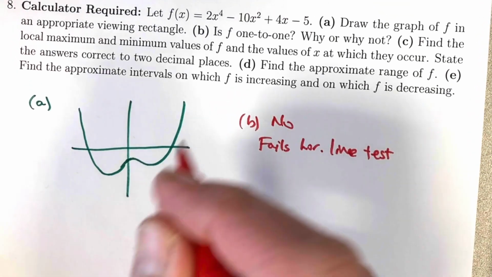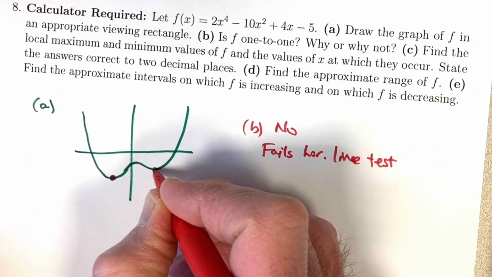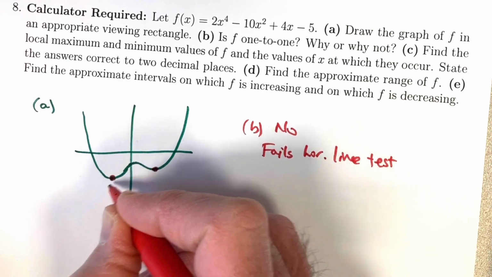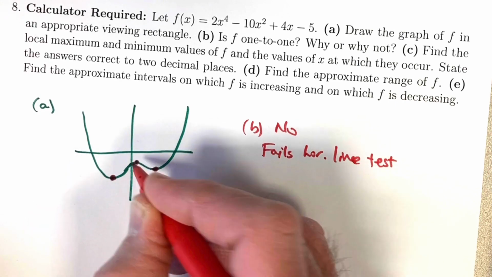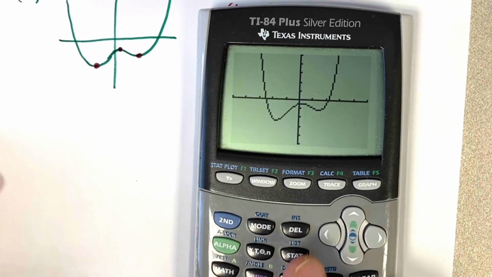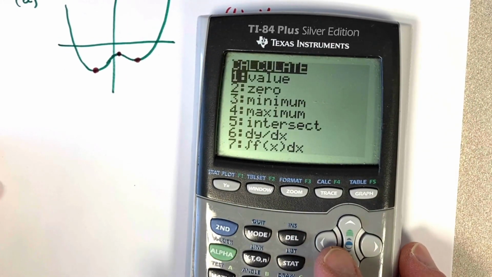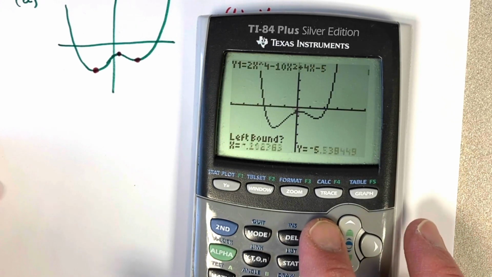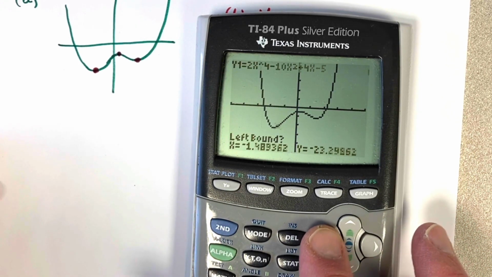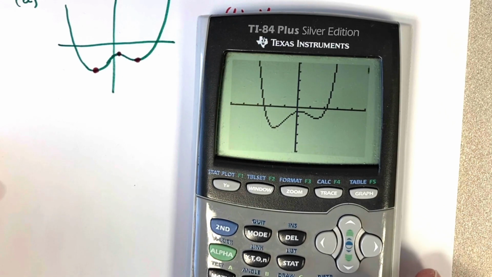Part C, find the local max and min values. Here's a local min point. Here's another local min point. These are like bottoms of valleys. And here's a local max point right about there. So we want to try to estimate those points using calculator features is the goal. So local min near there, let's go ahead and go to the calculate menu, minimum. If we're near this point over here, left bound, right bound, and guess.